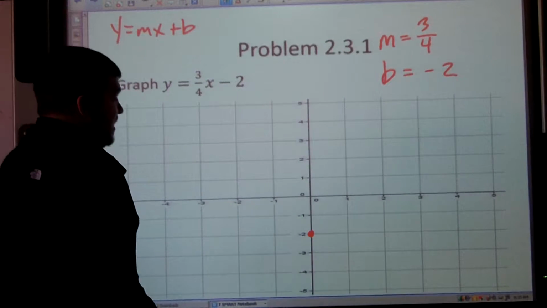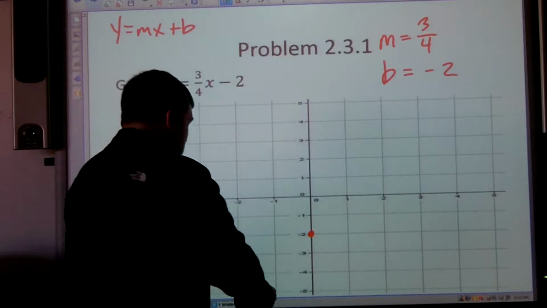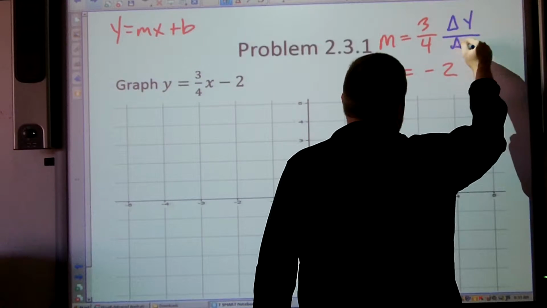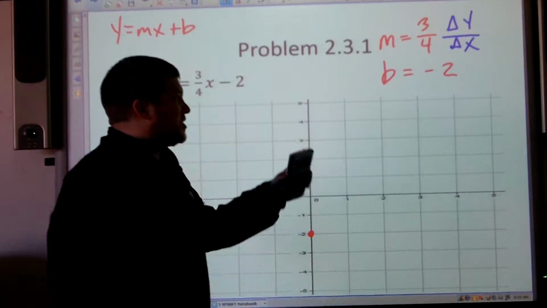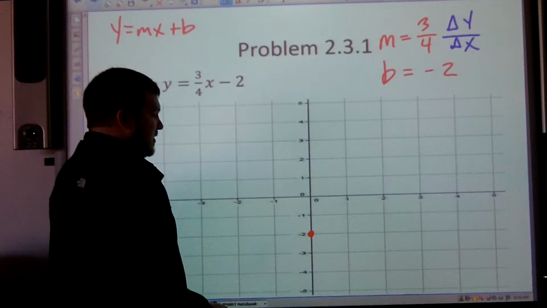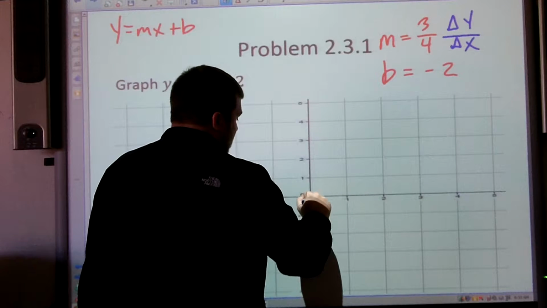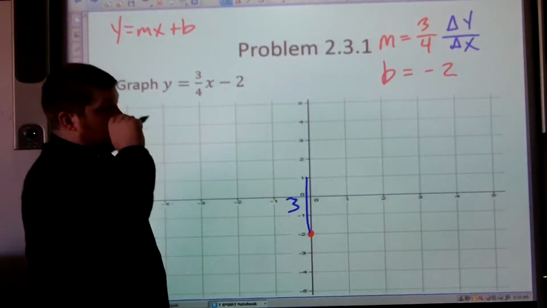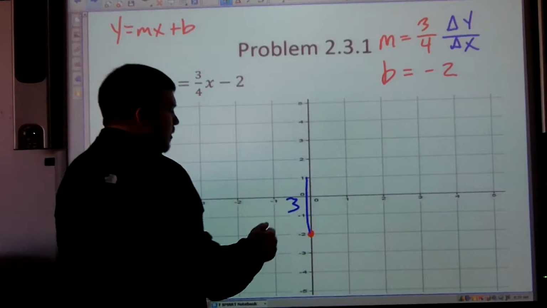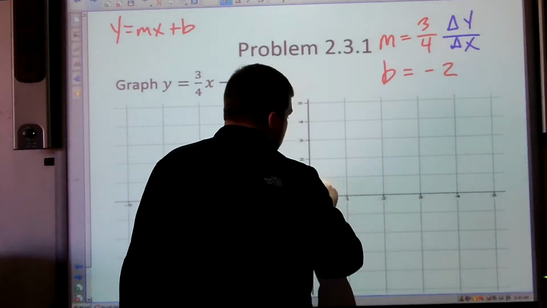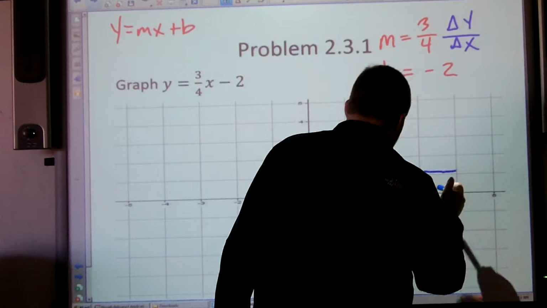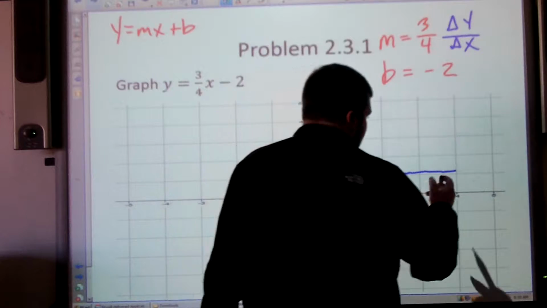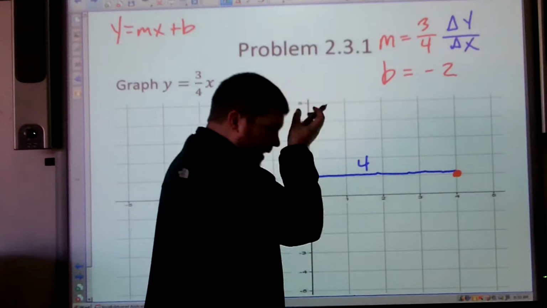Excuse me. And then I'm going to use my slope. Well, remember, slope is simply the change in y over the change in x. Okay? So since the change in y is positive, that tells me to go up 3 units. So 1, 2, 3. So I go up 3. And then the change in x is positive, so I go to the right 4. 1, 2, 3, 4. So this is where my new point is, right here, at (4, 1).